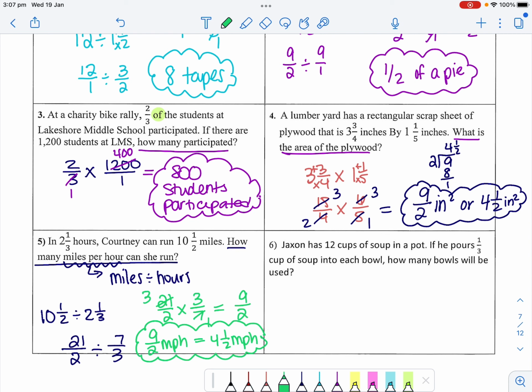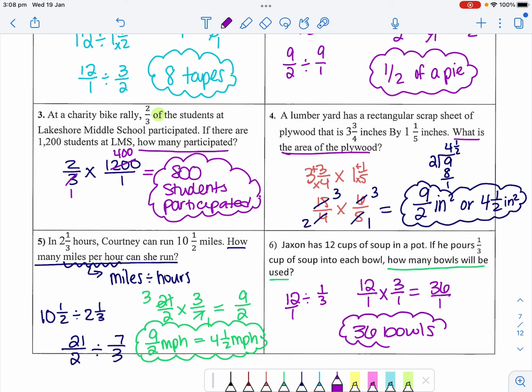Number 6 says Jackson has 12 cups of soup in a pot. If he pours 1/3 cup of soup into each bowl, how many bowls will be used? So I want to take that amount of soup and I want to divide it into 1/3 cup portions. So 12 over 1 divided by 1/3 is going to be 12 over 1 times 3 over 1, which is 36 over 1. So 36 bowls of soup are going to be used.